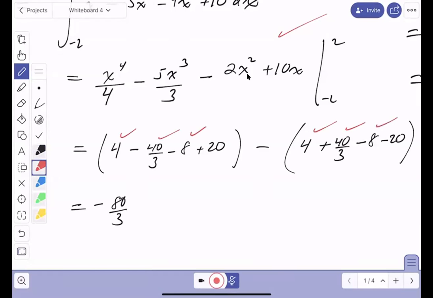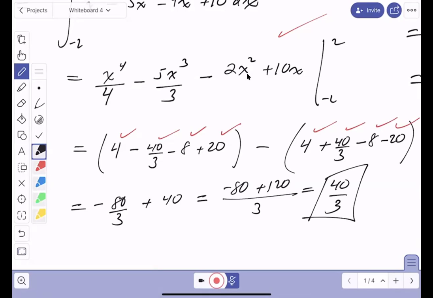-8 minus a -8 is nothing. Let's keep going. 20 minus a -20 is 40. All right, I'm going to do my arithmetic now. I'm going to combine these. It's a common denominator with 3. So -80 plus 120, and that would give me 40/3.